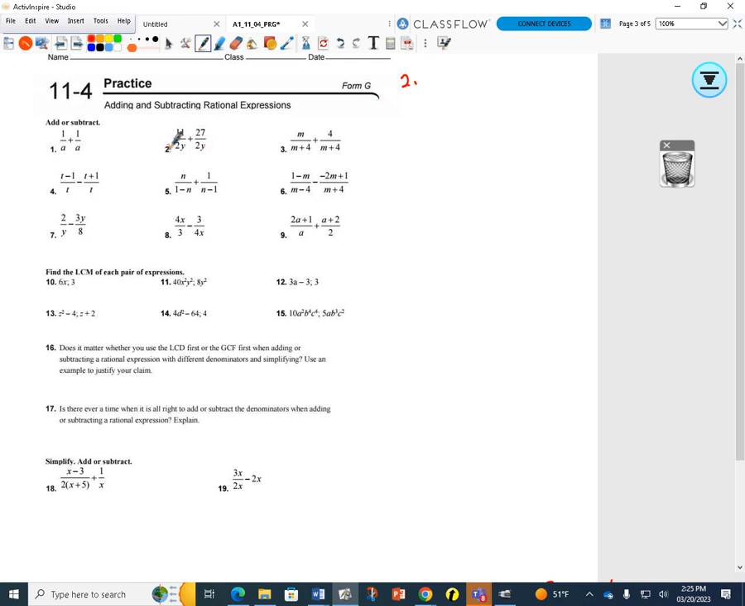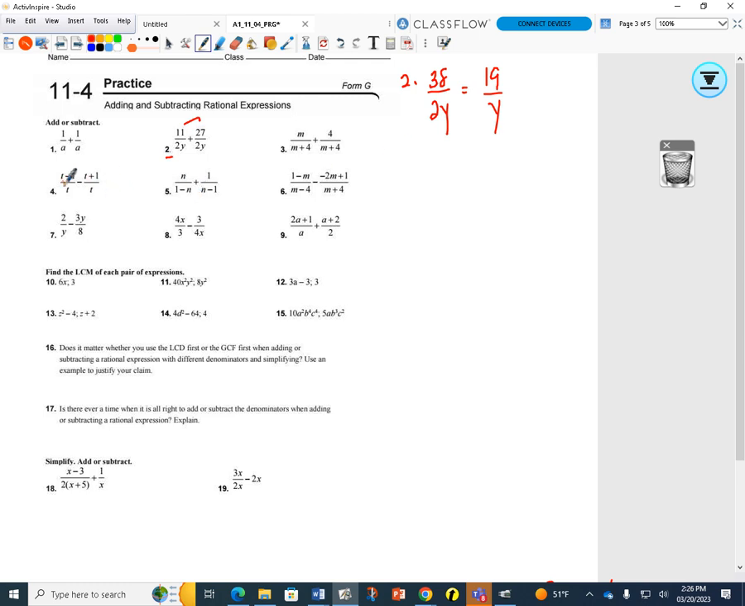Number 2 has a common denominator, so we add the numerators and keep the denominators. So that's going to be 38 over 2y, but we can simplify this coefficient and then constant up top. 2 will come out of both of those, so that would be 19 over y.